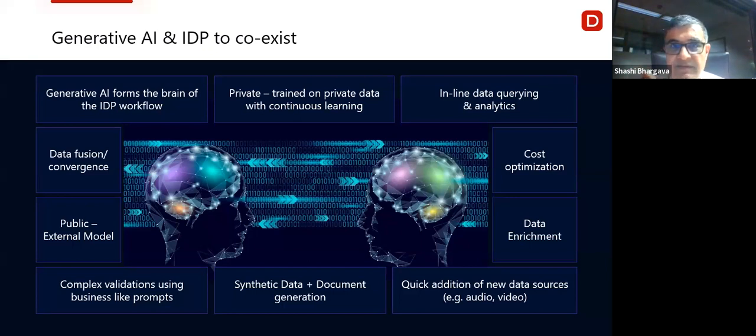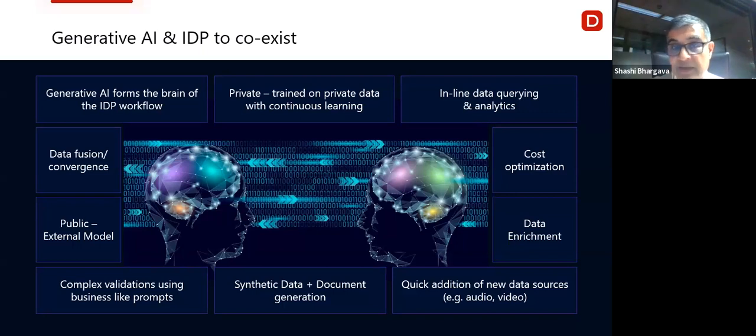Another thing I mentioned is training on private data with continuous learning. Yes, there could be some wrong results or biased results coming out from generative AI because they're trained on things which are pretty much public. But as you go along and use the IDP, you can train it with your own private data. Whatever data you have, you can do few-shot training or incremental training on those models so that your accuracy of result extraction is far better.